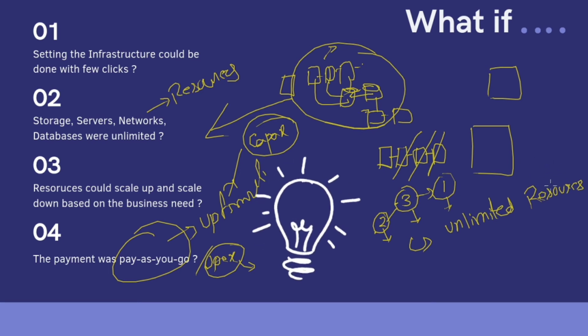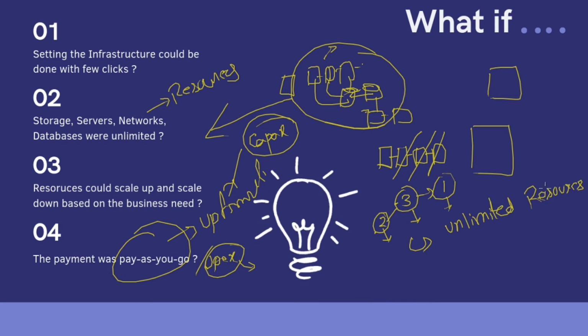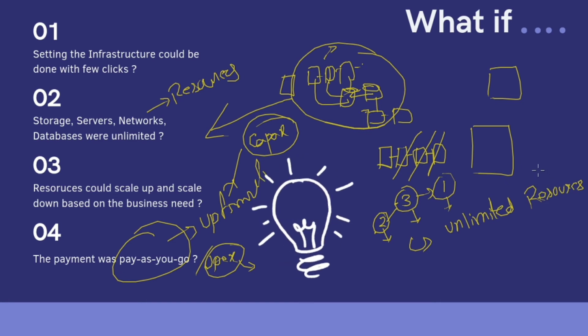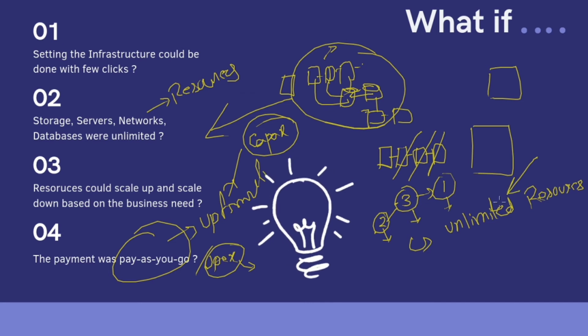These resources are nothing but storage, servers, network, databases, everything in the cloud. If there is a service, there is a resource going on, and that resource might be storage or server or network or databases or anything. So everything in the cloud is called resources, and they are available in an unlimited manner.